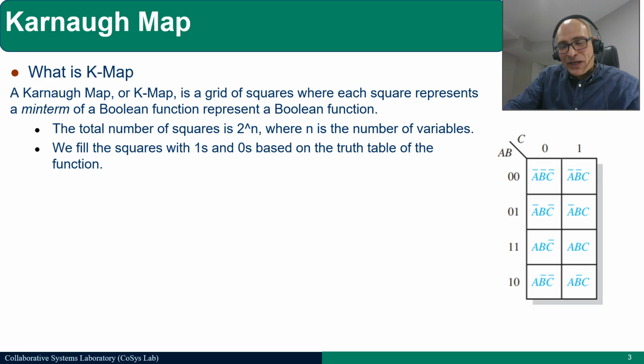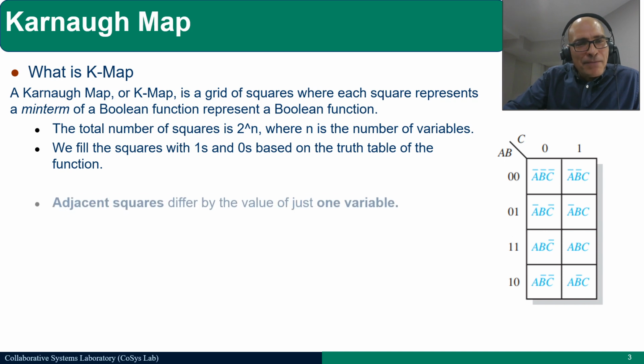And the cool part about Karnaugh map is that adjacent squares or neighbor squares differ by the value of just one variable. The reason is that these codes here, 00, 01, 11, and 10, are not binary codes. They are Gray code, and Gray code has this characteristic that they are different in just one variable, and that helps us eliminate this variable.